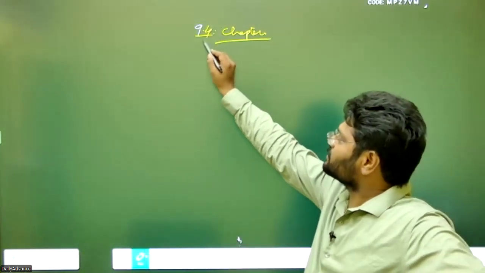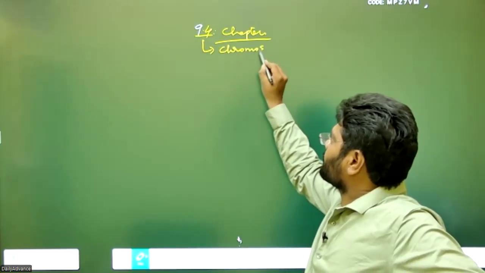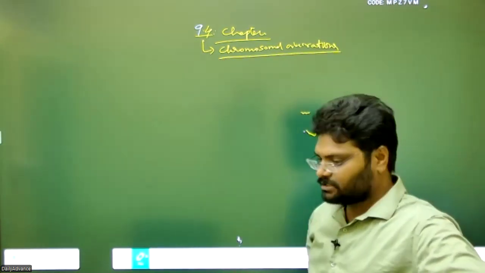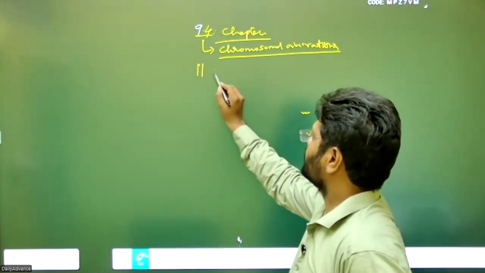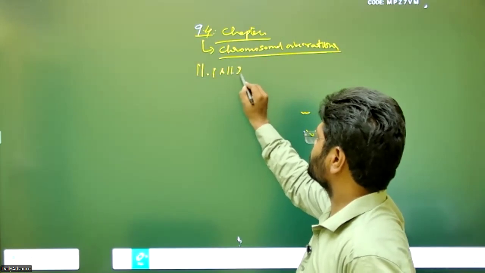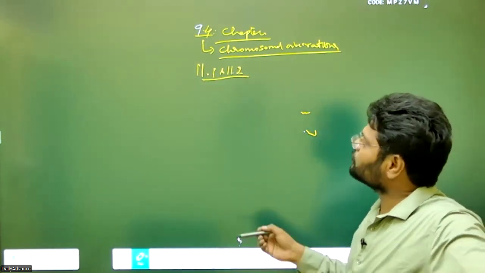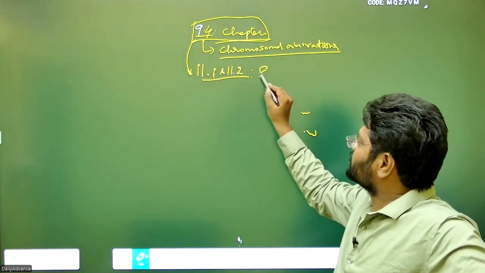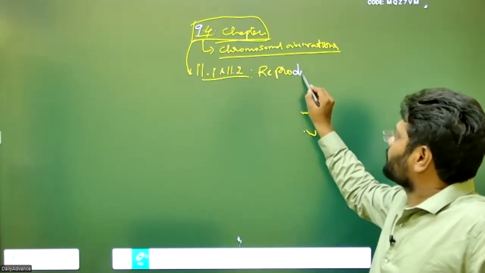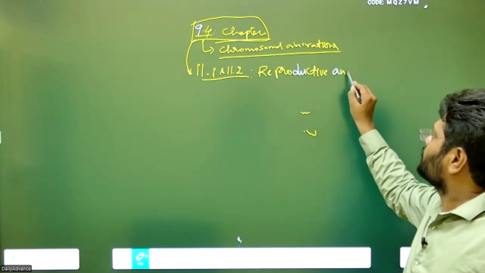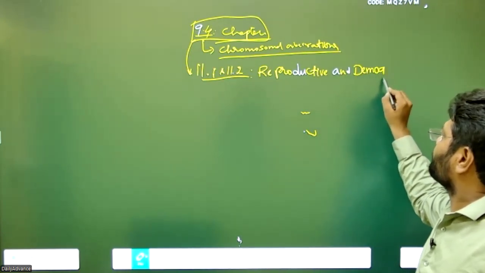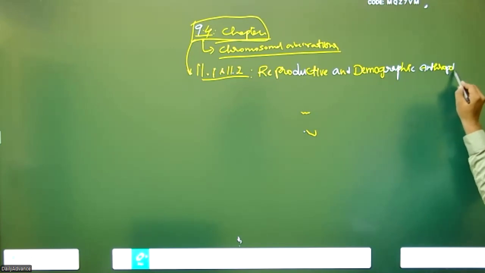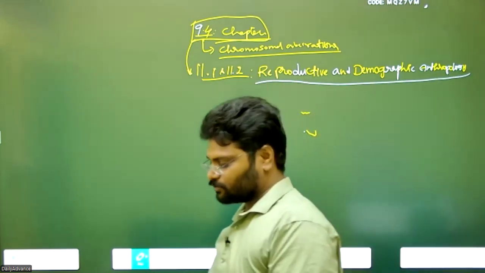So 9.4 chapter, that is chromosomal aberrations. There is the 11th chapter, which is 11.1 and 11.2. Basically, it is the 11th chapter, which has direct correlation with the chromosomal aberrations and whatever basics we discussed. The chapter name is Reproductive and Demographic Anthropology.